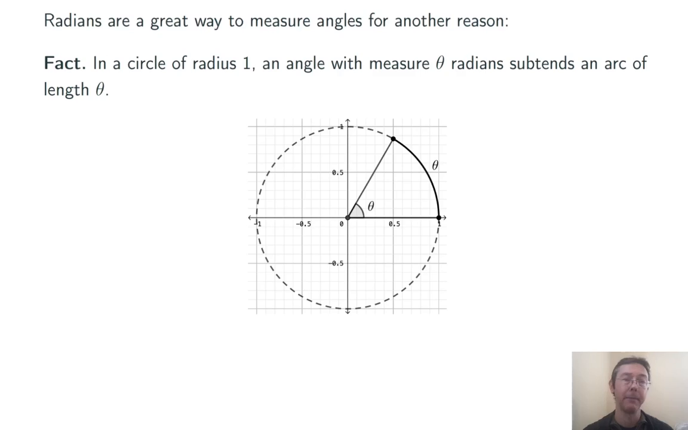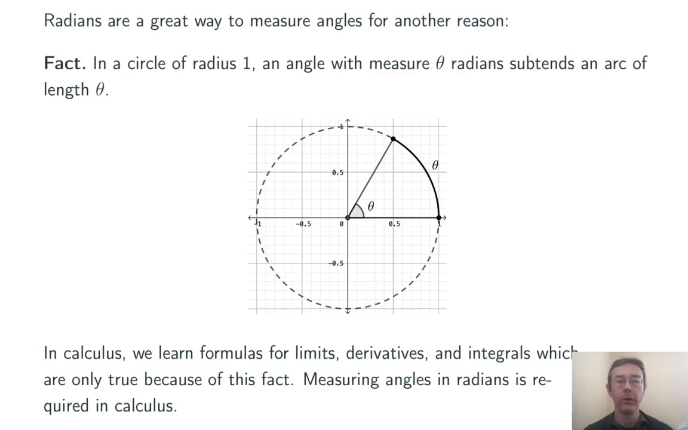There's another reason why radians are a great way to measure angles, and it has to do with arc length along a unit circle. In a circle of radius 1, that is to say a unit circle, an angle with measure theta radians subtends an arc of length theta. In other words, it corresponds to an arc of that same length.